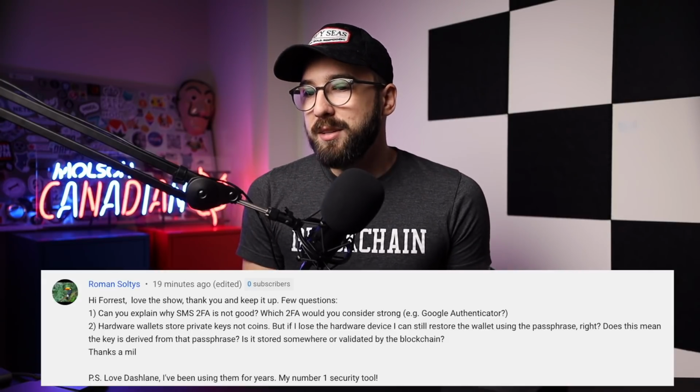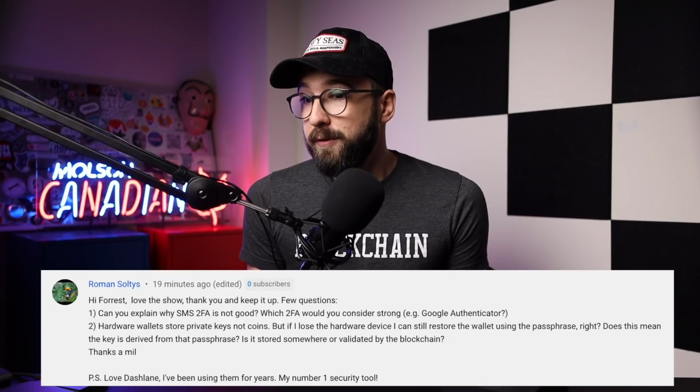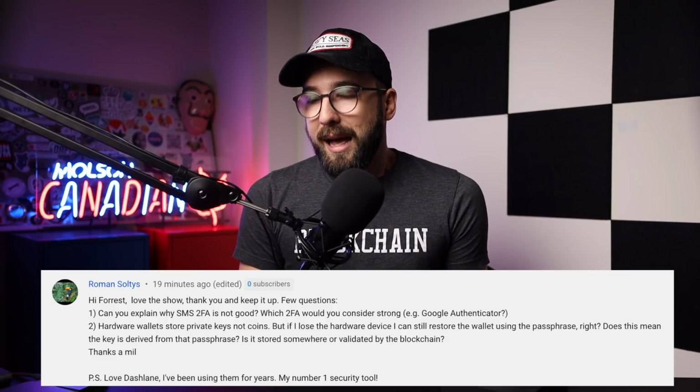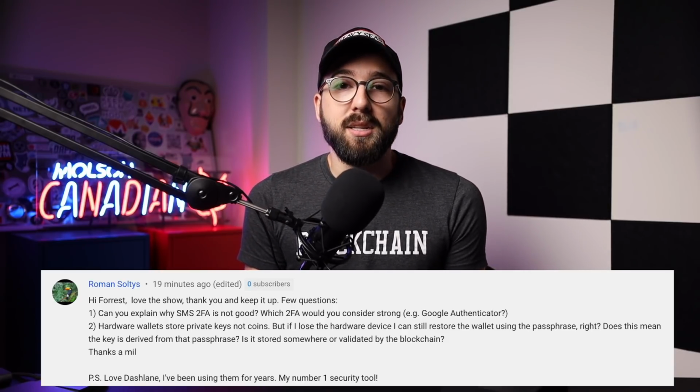Can you explain why SMS 2FA is not good and which 2FA would you consider strong? SMS 2FA is not good because it is really, really easy to SIM swap someone, where you can, as a hacker, take control of someone else's cell phone, receive those text messages to use to get into different accounts.